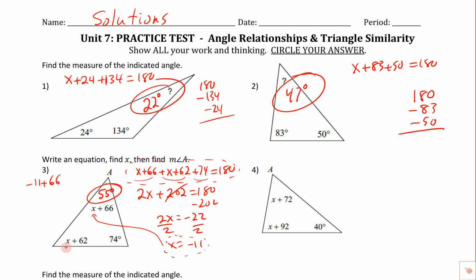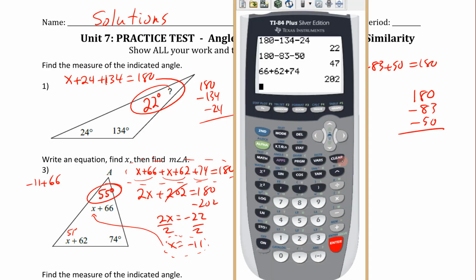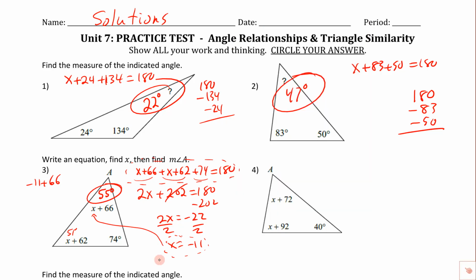If we plug in a negative 11 right here, we end up with a 51. And then let's check on the calculator. What would happen if we added those together? So I'm going to clear this off, and we get 55 plus 51 plus 74. This is just kind of a double check to make sure we haven't made any silly mistakes. I was typing something in wrong there, but I think I got everything right there. Add those together, we do get 180. So we know we got that one right. Let's take a look at the next one.